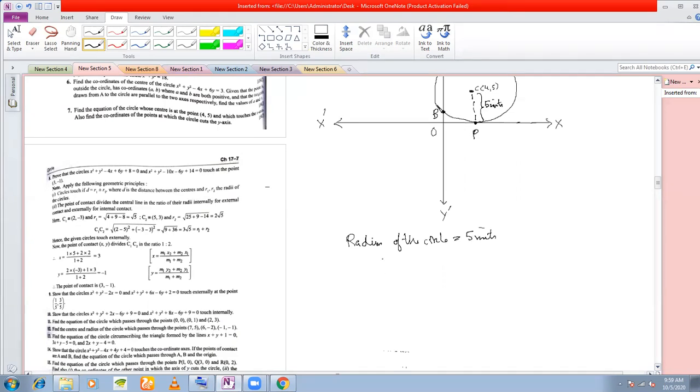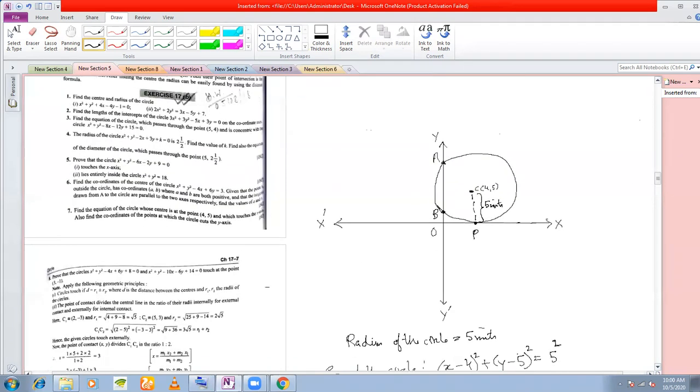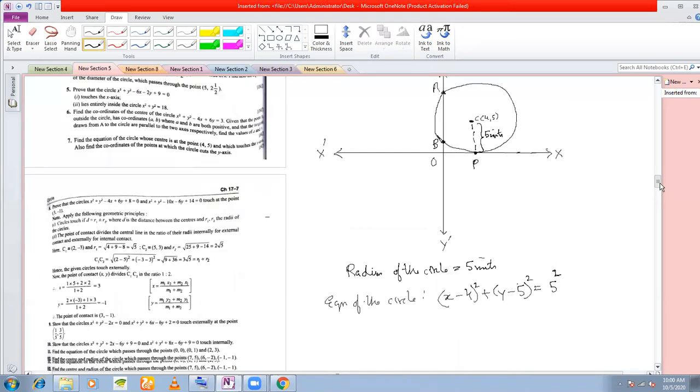So what should be the equation of the circle? The equation of the circle would be x minus 4 whole square, plus y minus 5 whole square is equal to radius square, is equal to 5 square. This is your equation. Now where will it cut the y-axis, at points A and B? And how do we get the coordinates of A and B?